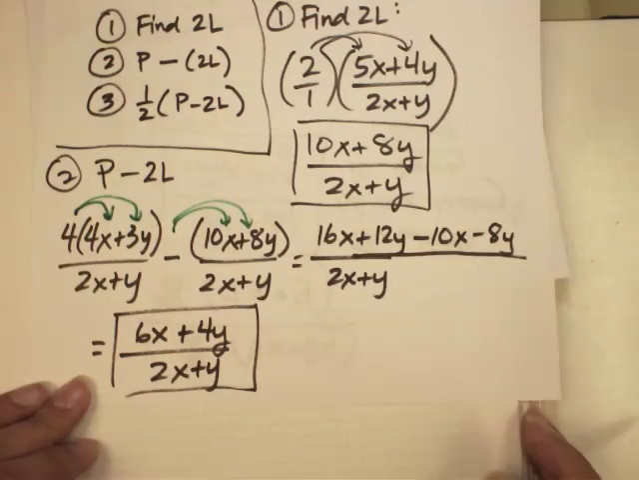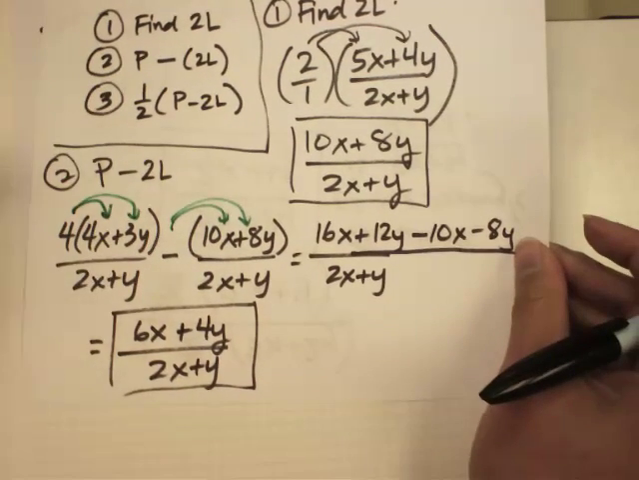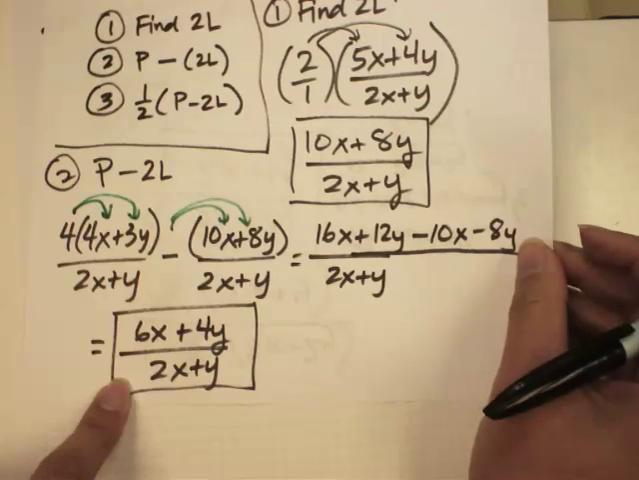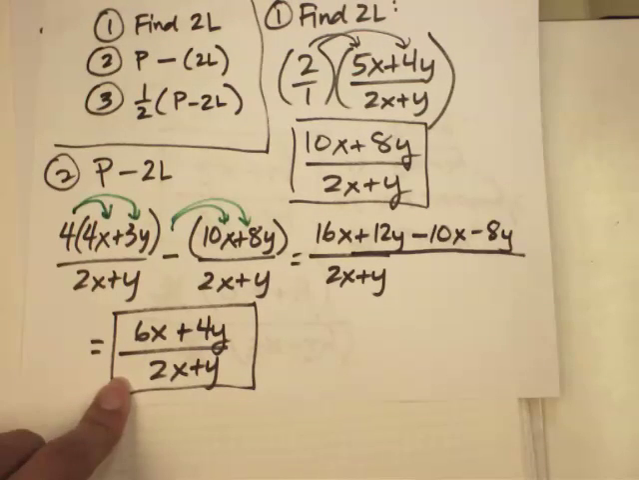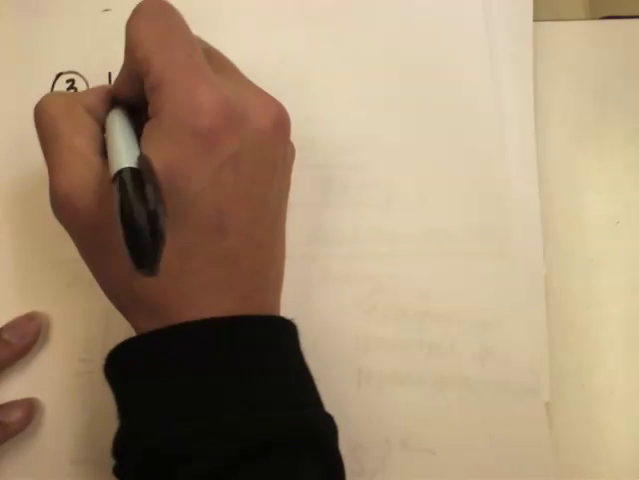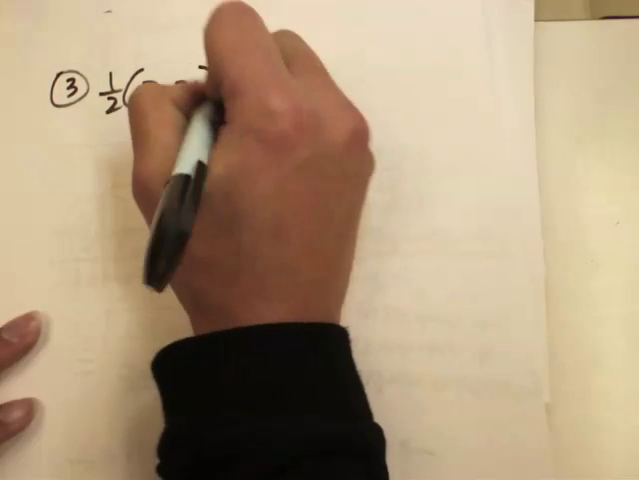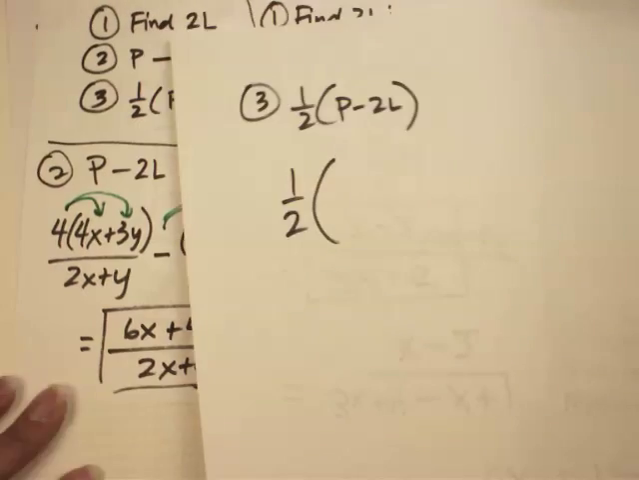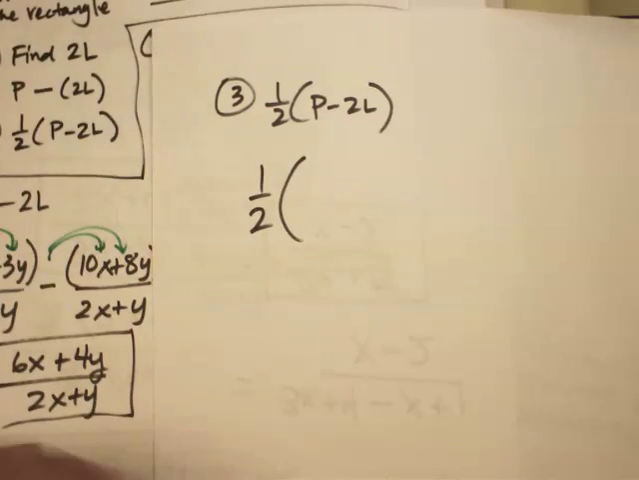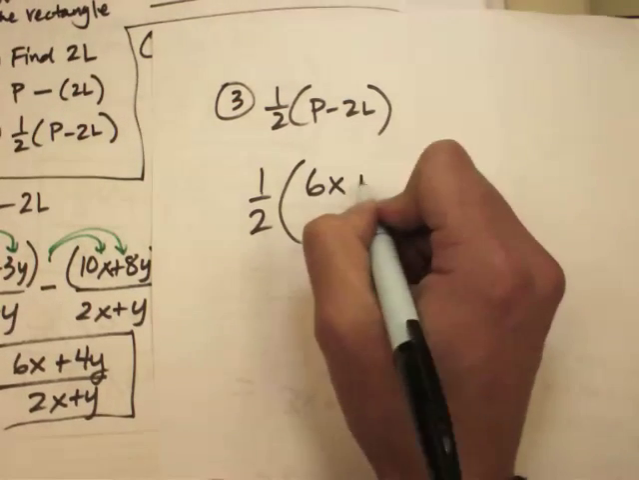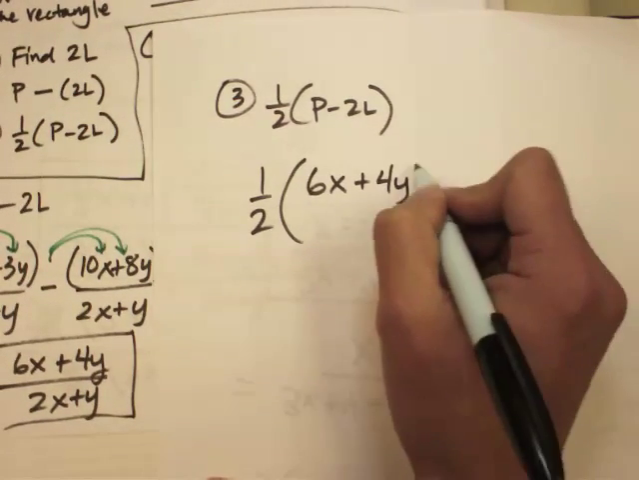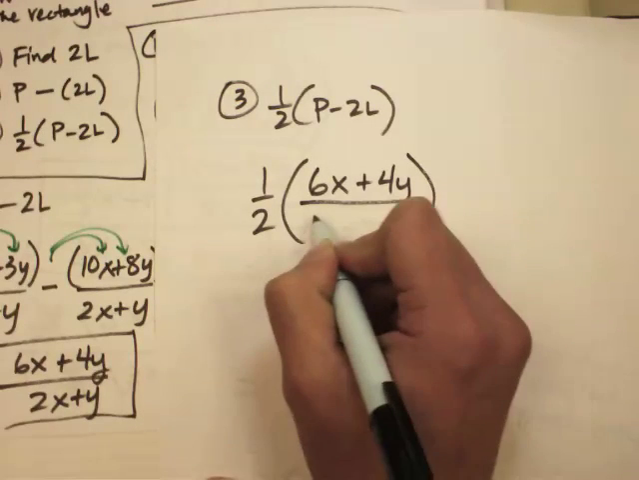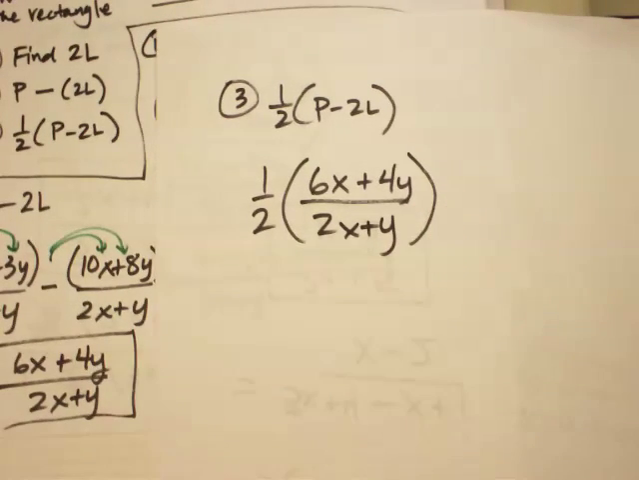The very last step we need to take is to take this number and multiply it by 1/2. Okay, let's get a fresh sheet of paper. Number 3, we're going to take 1/2 of the P minus 2L. So you're going to have 1/2 times, let's see here, 6x plus 4y all over 2x plus y.